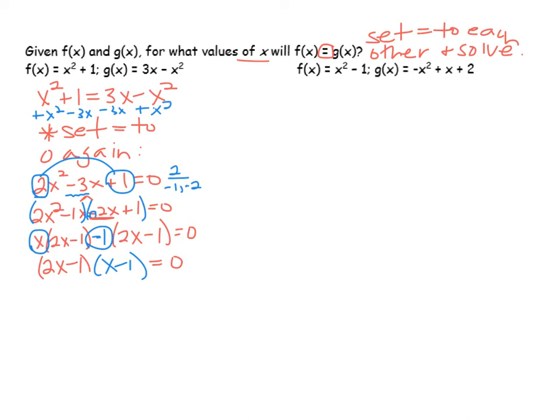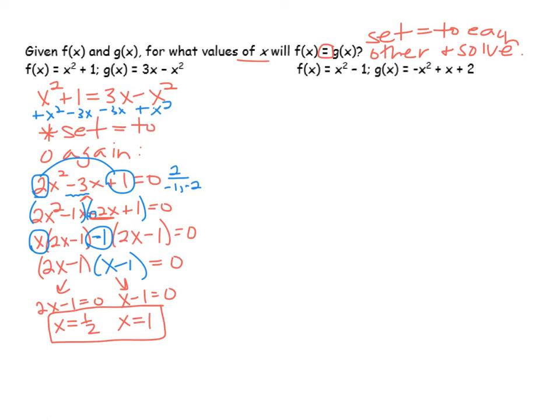Once it's set equal to 0, apply the zero product property. In that first parenthesis, solving for x would give you a value of 1/2. In the second parenthesis, solving for x would give you a value of 1. So there are two solutions that you could plug in up above and have f of x equal to g of x. Let's try one more. Same idea, another one that has quadratics.